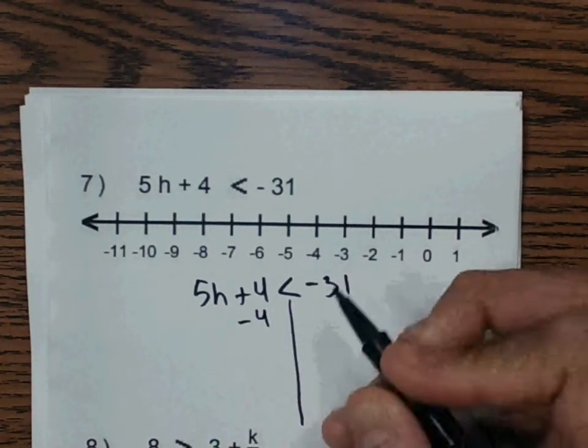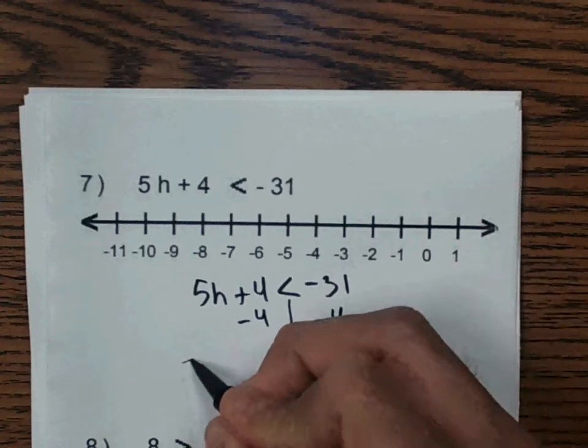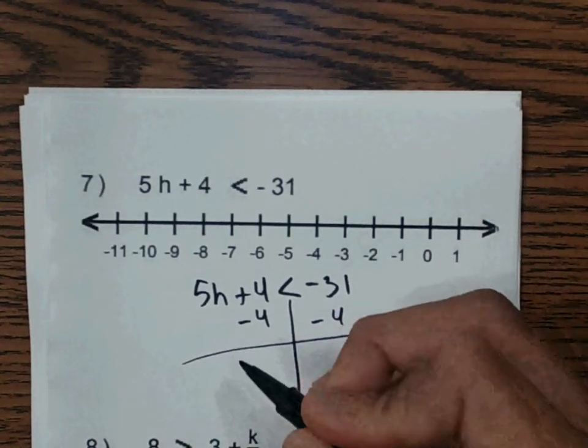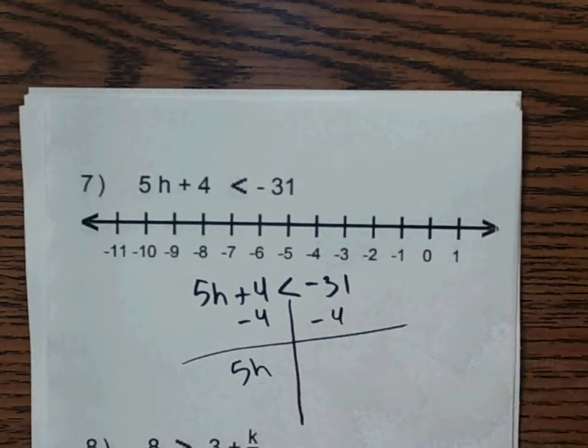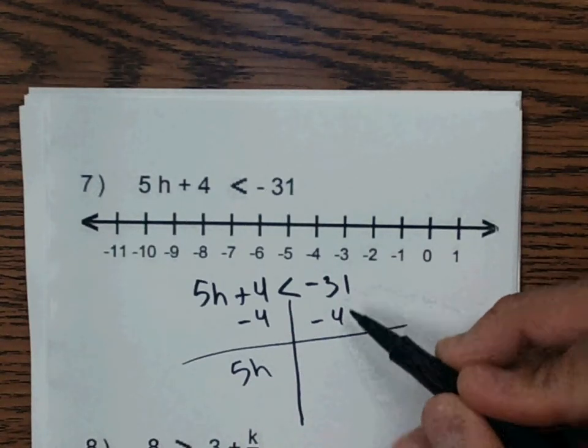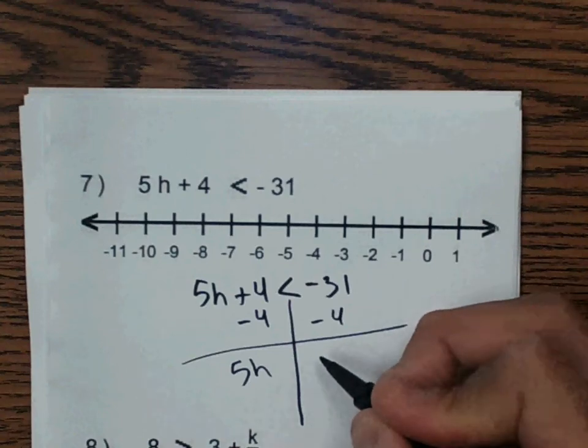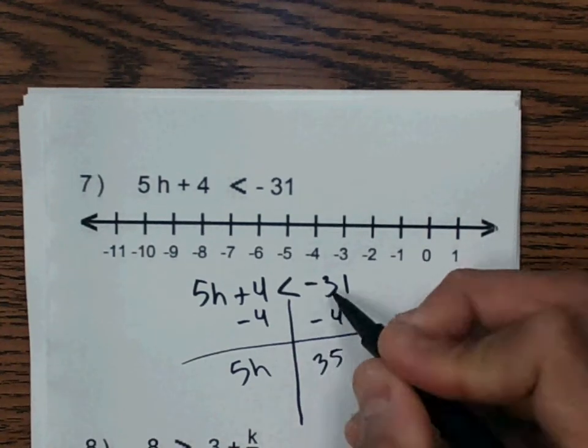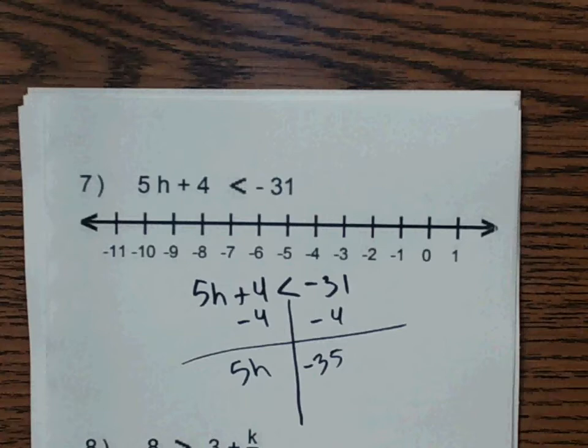But whatever you do to one side, you do to the other. So let me draw my line to show my first step. I'm going to drop my 5h. I haven't done anything with that yet. So negative 31 minus 4. Remember, if you have two negatives, you're going to simply add them. 35. And since they're both negative, it's going to be negative 35.